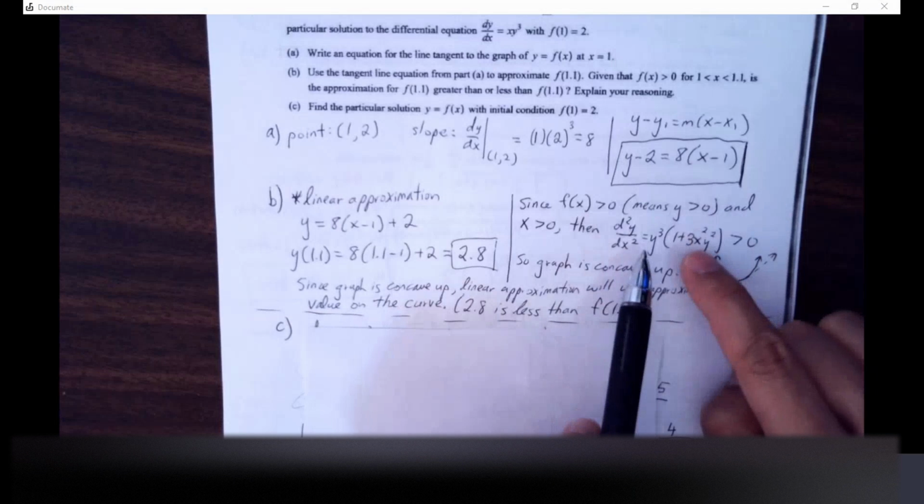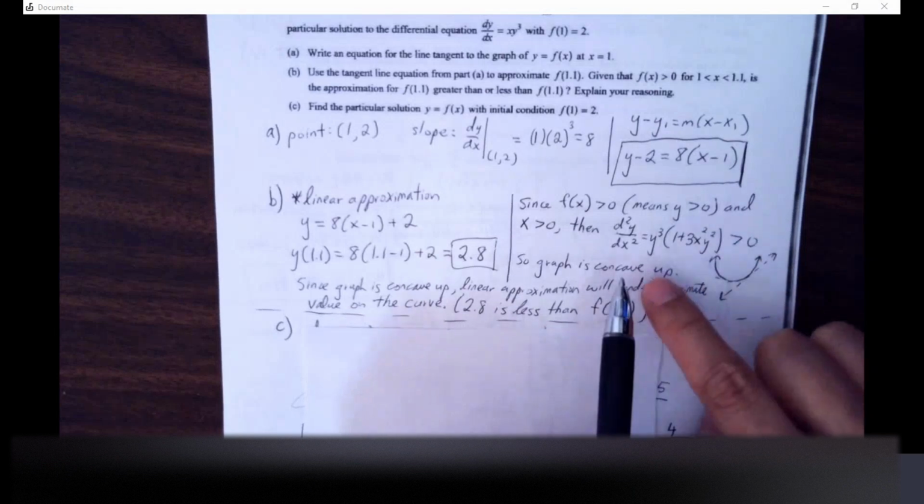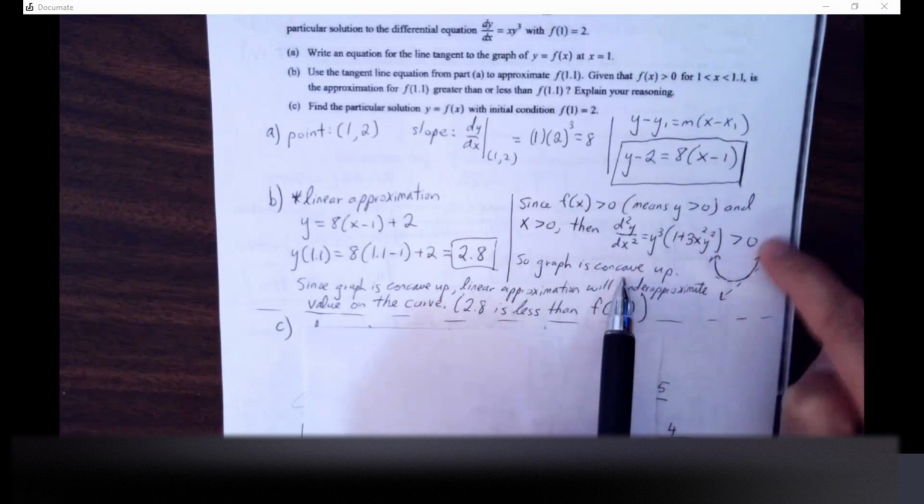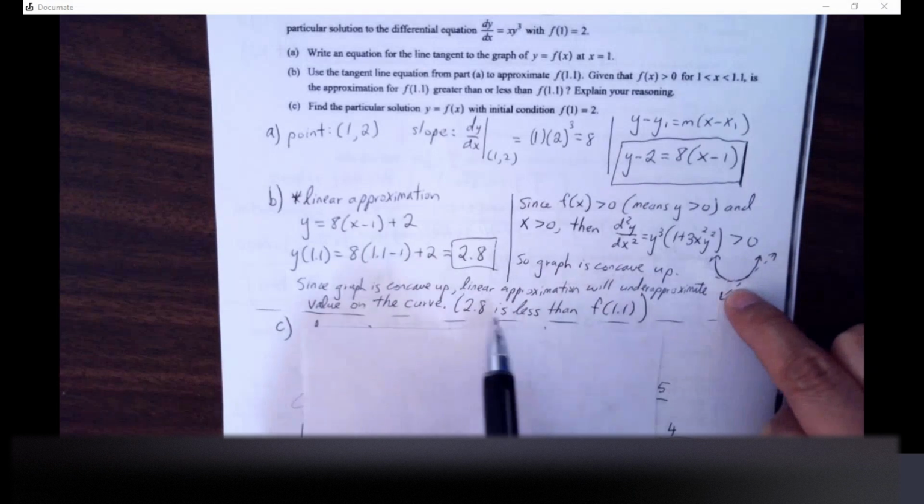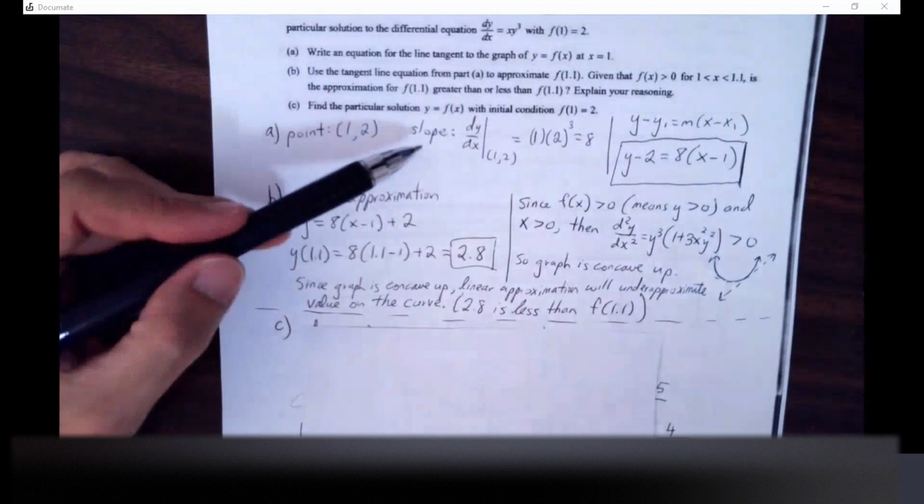So that's the conclusion we need to be able to connect to. This information tells us that there's no chance this can ever be negative, which means that the second derivative value is always positive. If it's positive, we make the connection that it's concave up. If it's concave up, a linear graph is going to end up sitting below. Therefore, our linear approximation is under the curve. All right, part C. Find the particular solution for y equals f of x. So we're going to solve this differential equation.